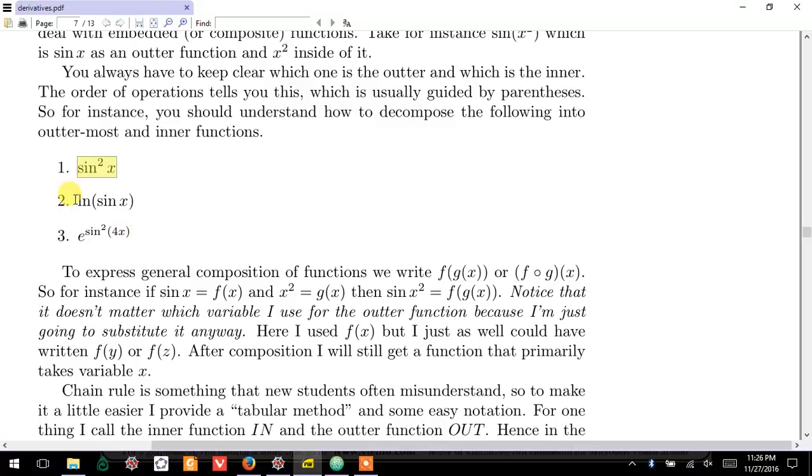Now, in the next one, it's a little bit more transparent. The outer function is ln, the inner function is sine, and so that's that. In the next one, it's a little less transparent.